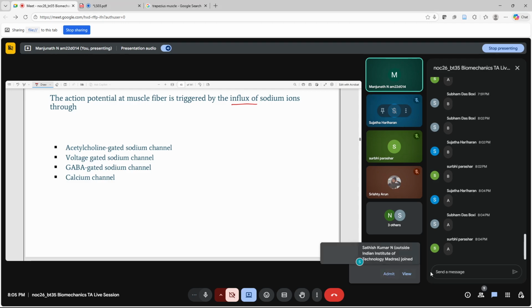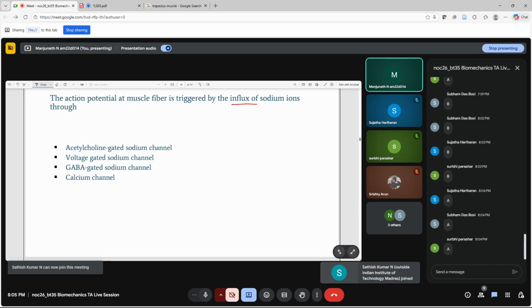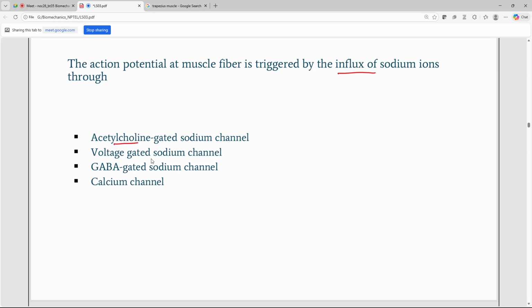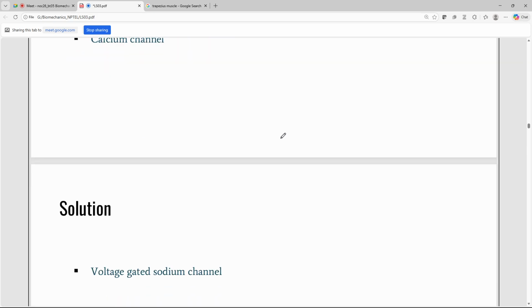No, wrong answer. It's not the acetylcholine gated channel. It is voltage gated sodium channels. And GABA is a neuro inhibitor, gamma aminobutyric acid. So the right one is voltage gated sodium channels, which facilitate the influx of sodium ions.